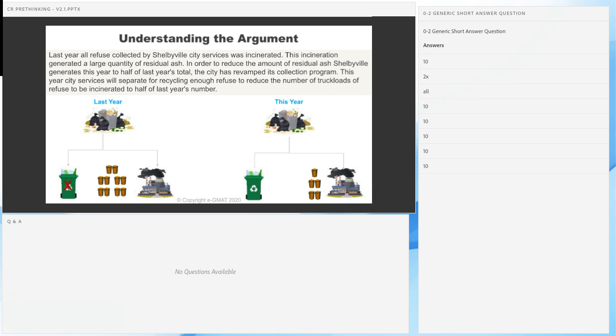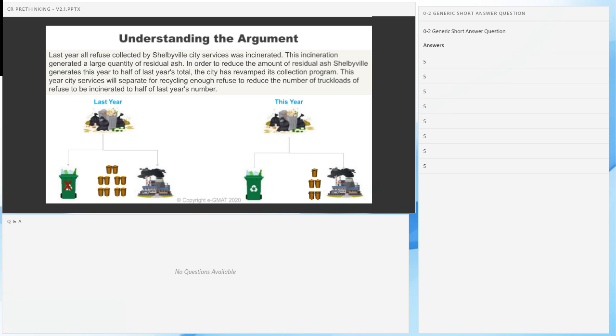Okay. Now this year we're going to recycle some and we're going to send some truckloads for incineration. Now my question for you is, if the same amount of refuse is collected this year, how many trash cans or how many truckloads are we going to send for incineration? The amount is 5, right? So this is a simple question.